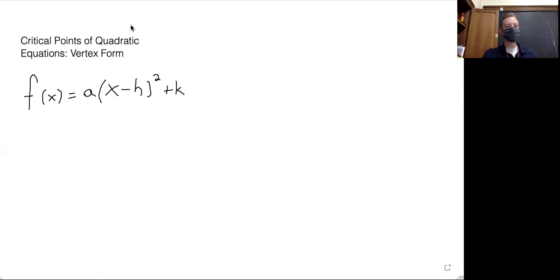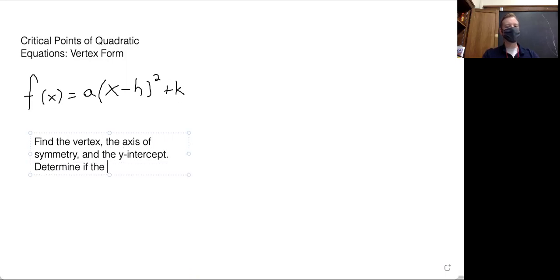The critical points that we are going to be finding are the same that we saw yesterday. We're going to need to find the vertex, the axis of symmetry, and the y-intercept. We will also need to determine if the vertex is a minimum or a maximum.